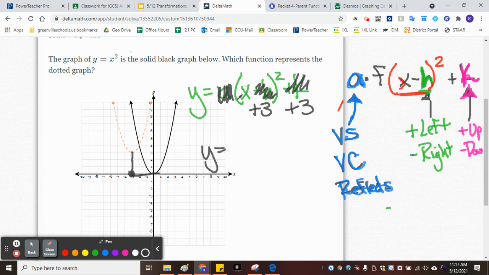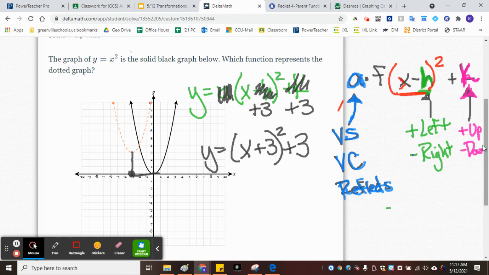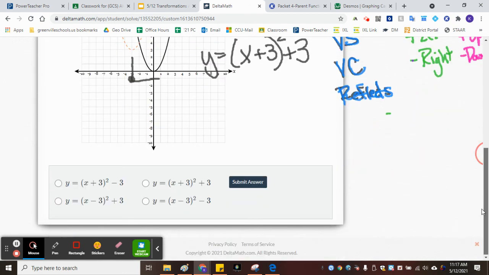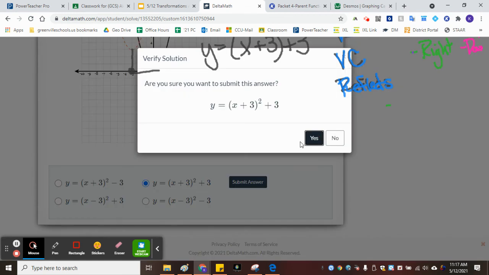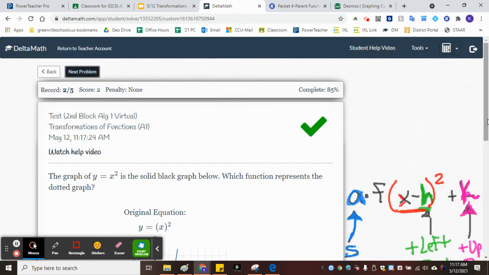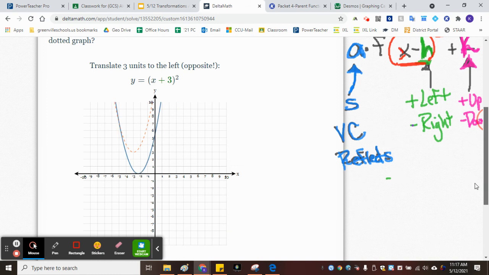So y equals parentheses x plus 3. The squared has to be there to give it that U shape, plus 3. Or if you want to just graph all these in Desmos, you can do that. It's a long way to do it, but you're more than welcome to do that. So left 3, up 3.